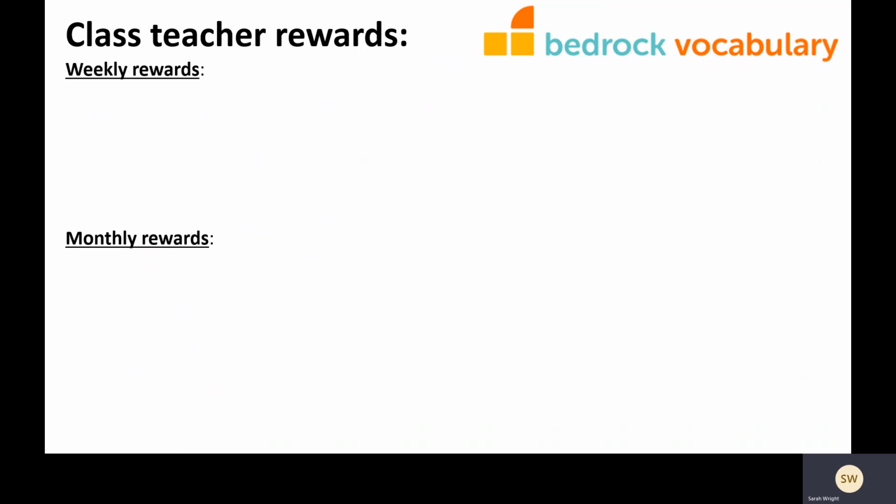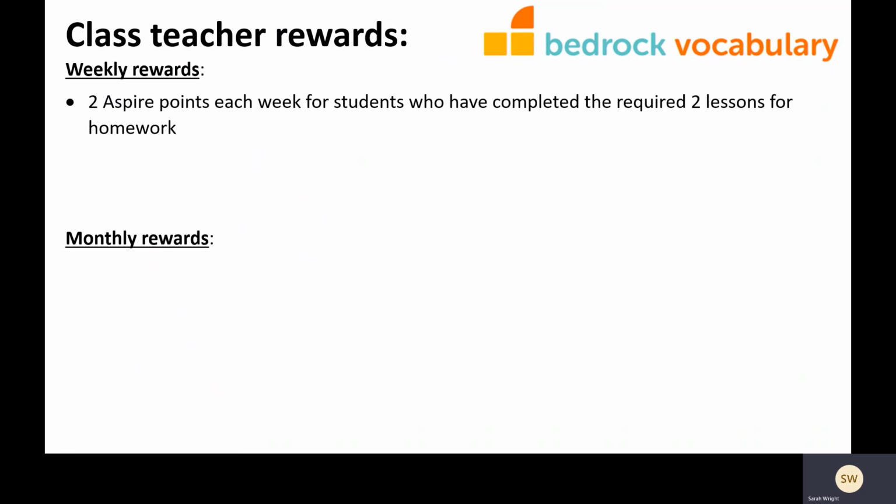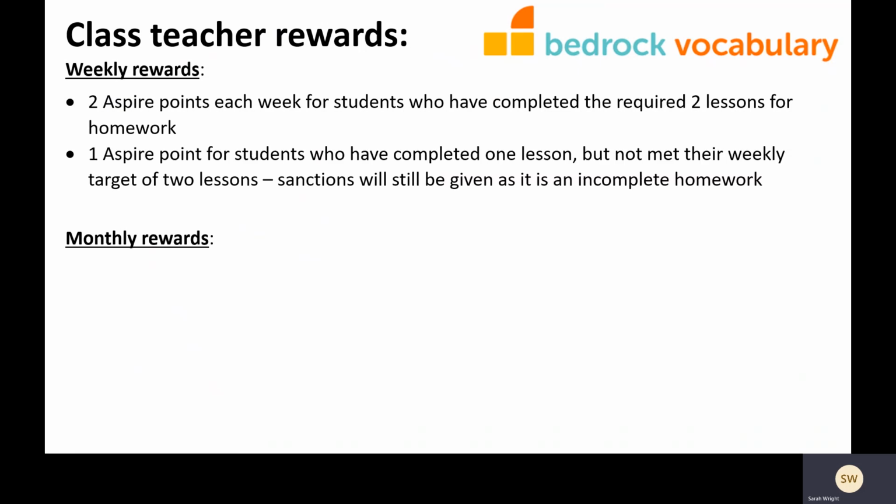Now, the rewards for Our Ladies are going to be split into 2 different types. You're going to have rewards from your class teacher, but you are also going to have rewards from me and Mrs. Porter as well. So class teachers are going to allocate weekly rewards. So you will get 2 Aspire points every week when you complete the required 2 lessons for homework. So if you do your 2 lessons for homework, your class teacher will give you 2 Aspire points.